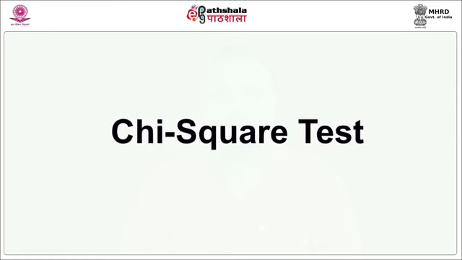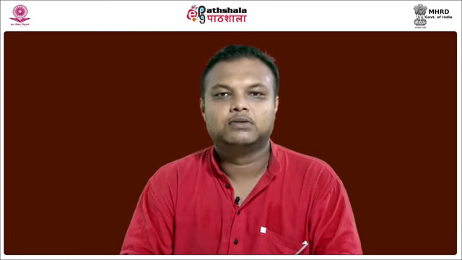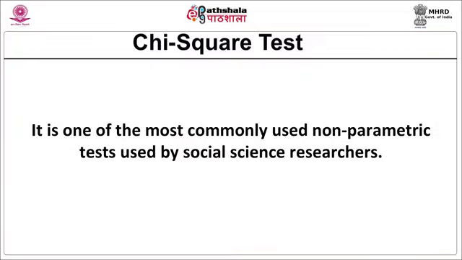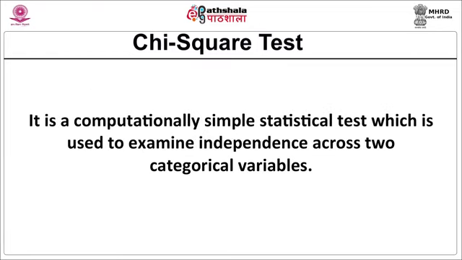Chi-square test. Chi-square test is used to determine the difference between expected frequencies and observed frequencies in one or more than one categories. It is one of the most commonly used non-parametric tests used by social science researchers. The chi-square test is a statistical test which measures the association between two categorical variables, Ugona and Walker 1995. It is a computationally simple statistical test which is used to examine independence across two categorical variables.